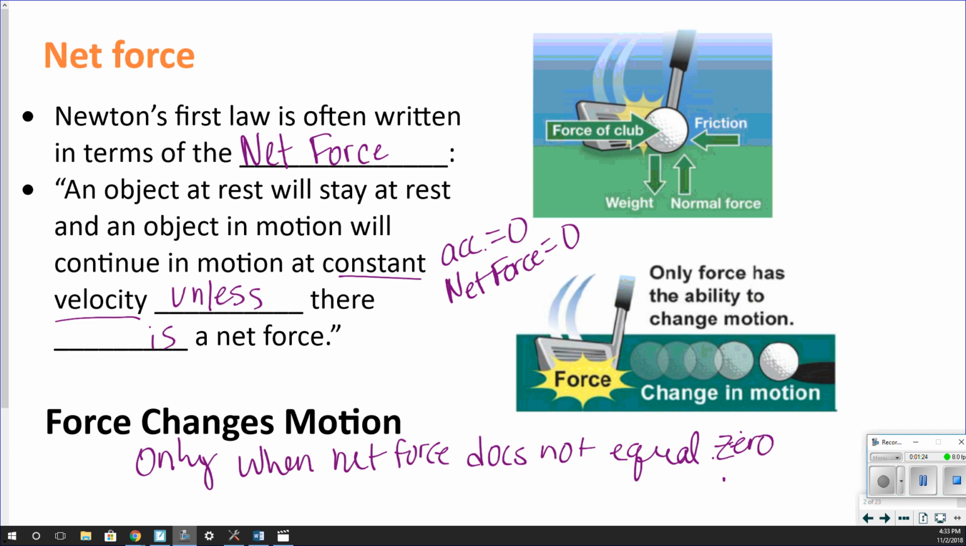So remember, our net forces are overall forces acting on an object. If we look at the first picture, we have a greater force coming off of our golf club to the golf ball, whereas we have a smaller weight and normal force, and our friction is smaller than the force of the club. Therefore, the force of the club will overcome those other forces, and we'd have motion of the golf ball going to the right.